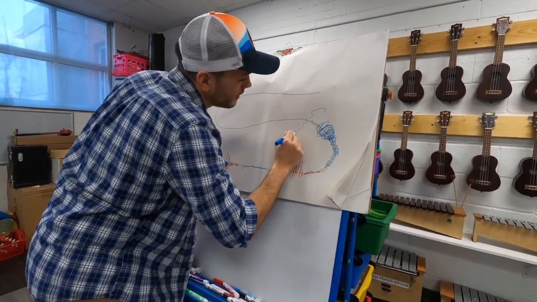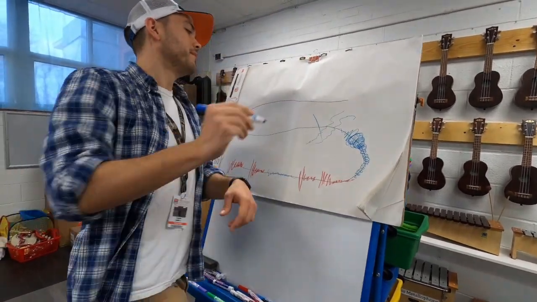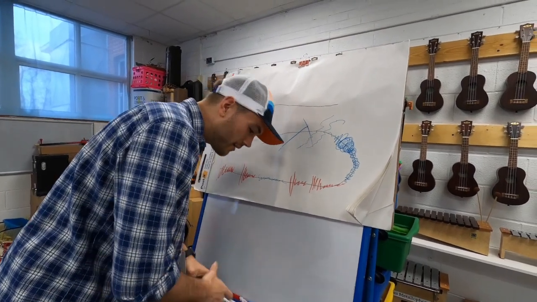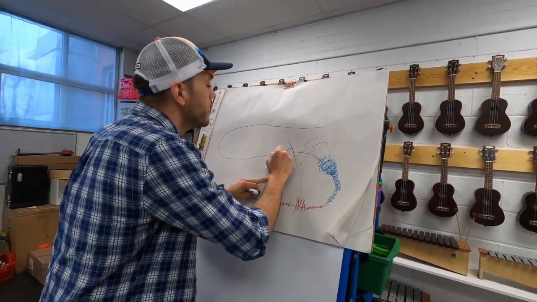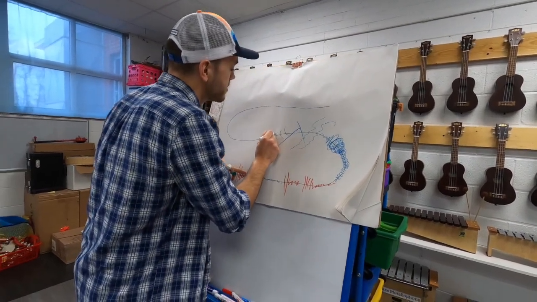Ba, ba, bum. Ooh, we had a very nice French horn there. Wong, wong, wong. And then it has this nice.